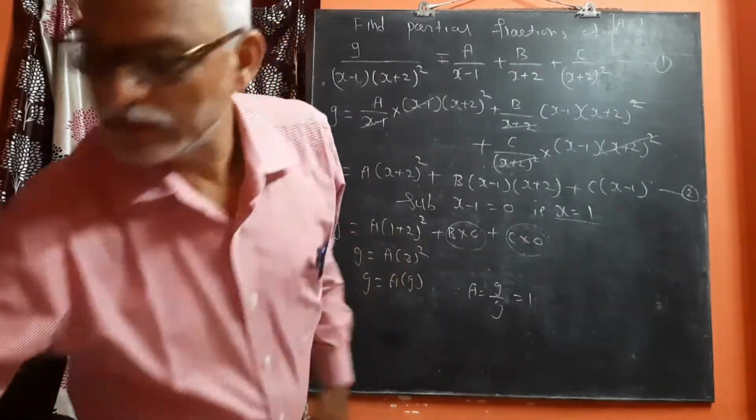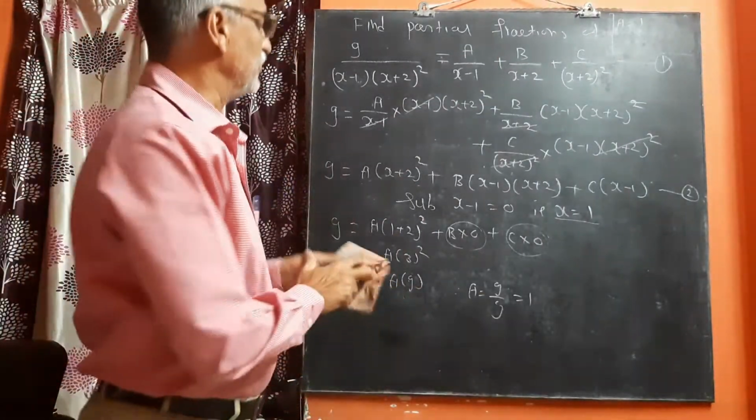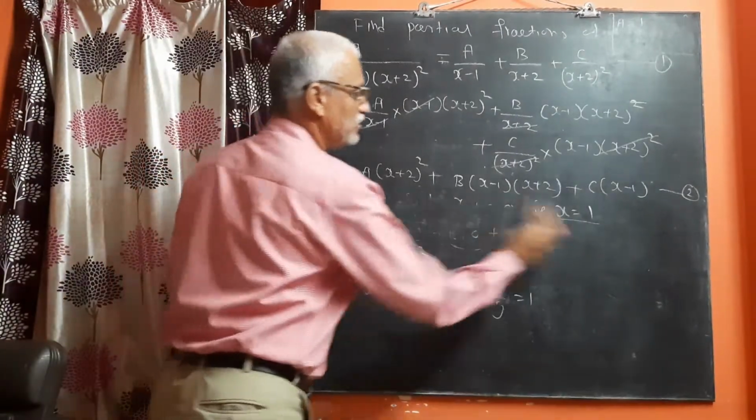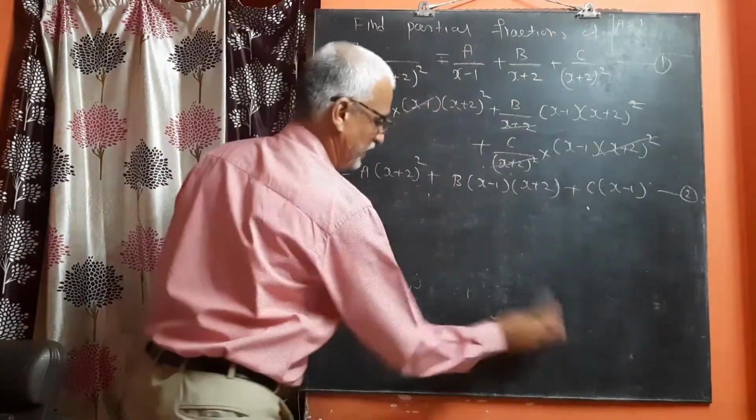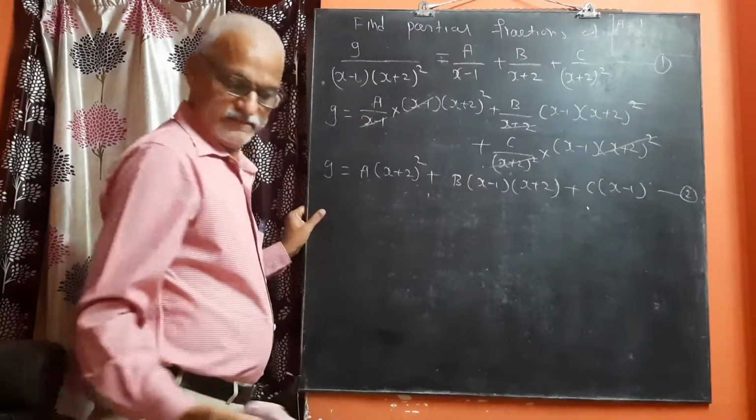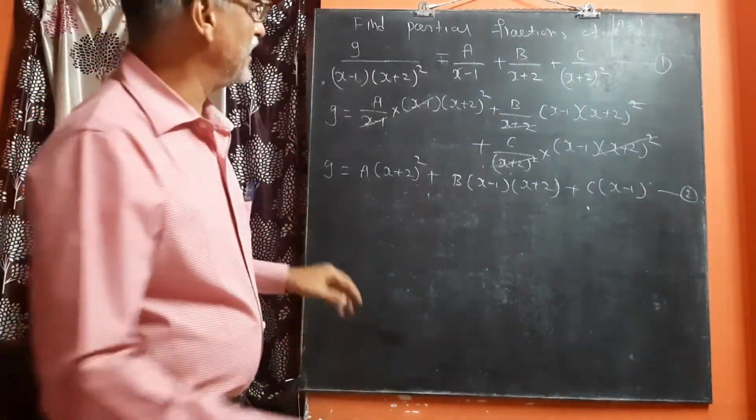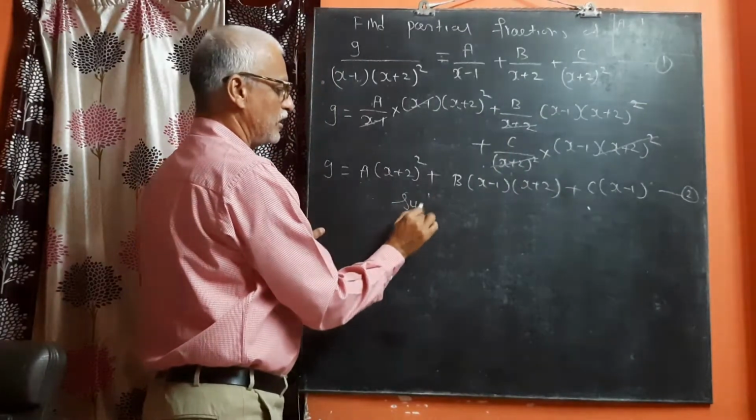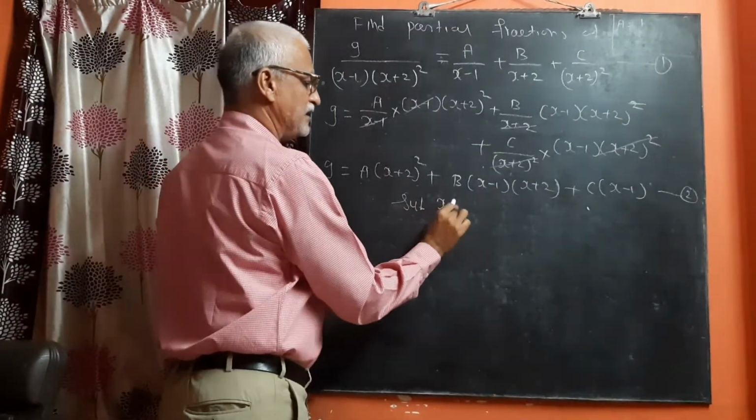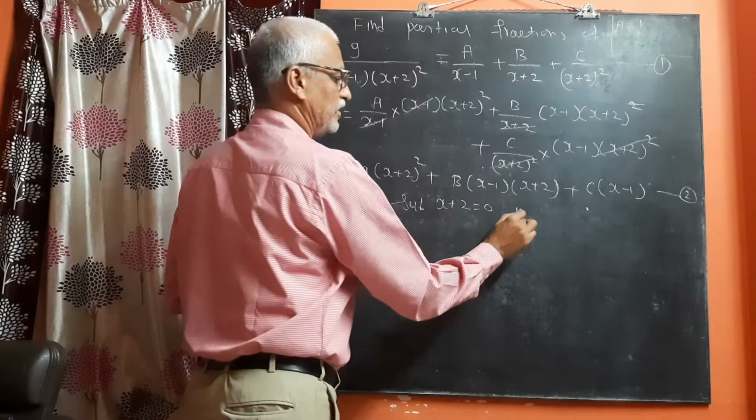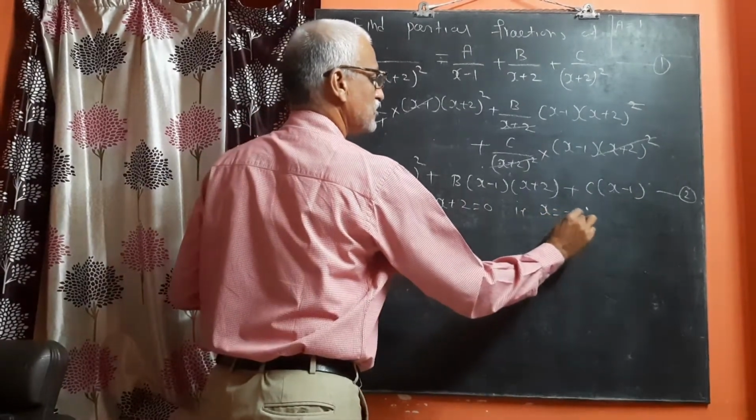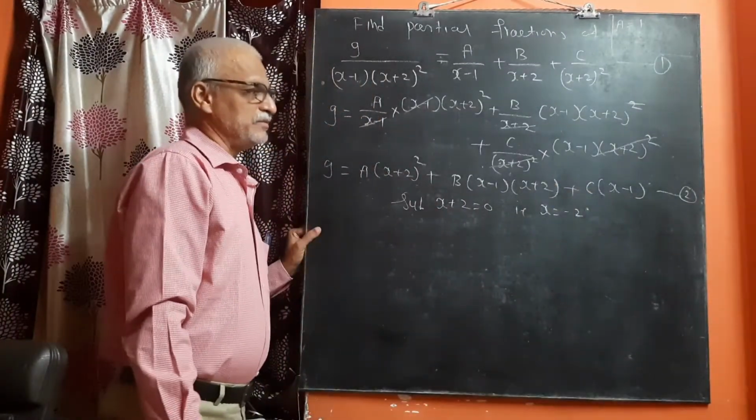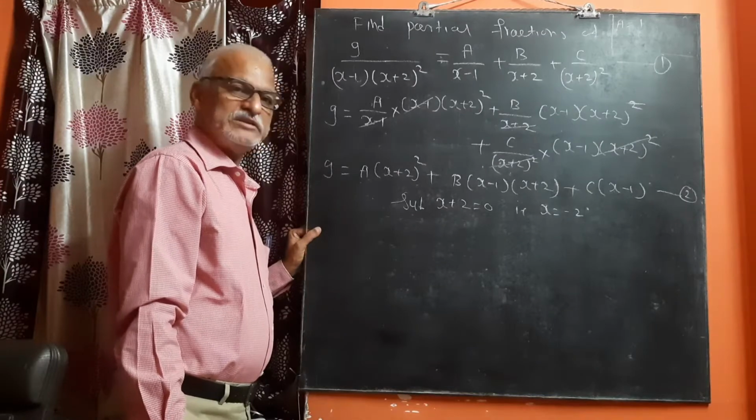Now let us find this second value. For the second value, the substitution is denominator of b. Denominator of b क्या है आपका? Denominator of b है x plus 2. So substitute x plus 2 equals to 0. That means x equals to minus 2. Substitute x plus 2 equals to 0. That means x equals to minus 2.